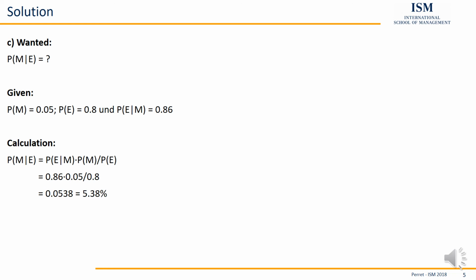And they result in a value of 0.0538 or 5.38%. So there's a chance of 5.38% that if the evening train is delayed, the morning train has been delayed as well. Well, and this already concludes the third and final part of this exercise.